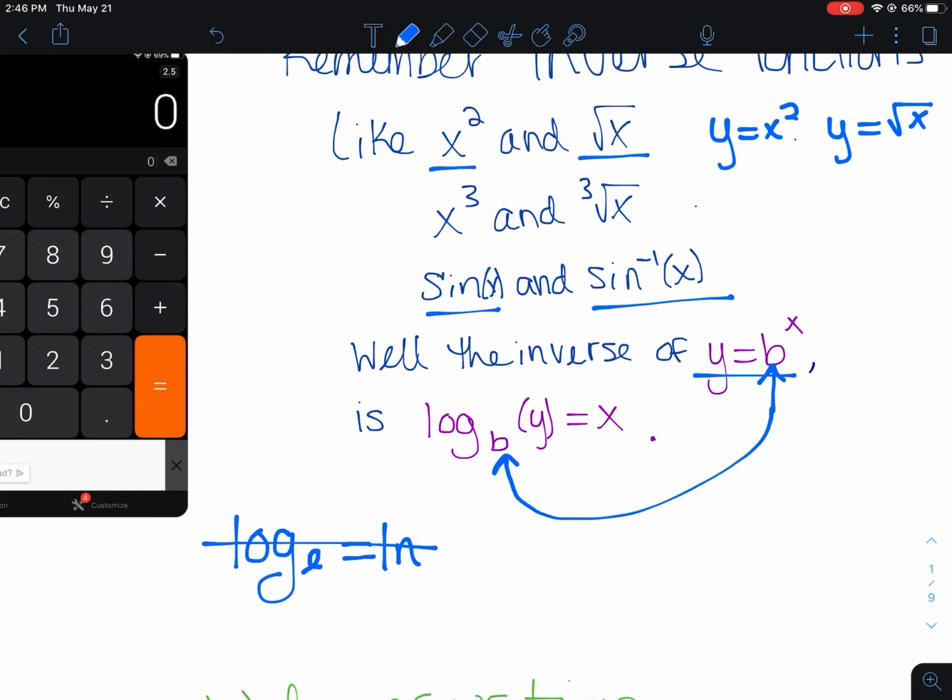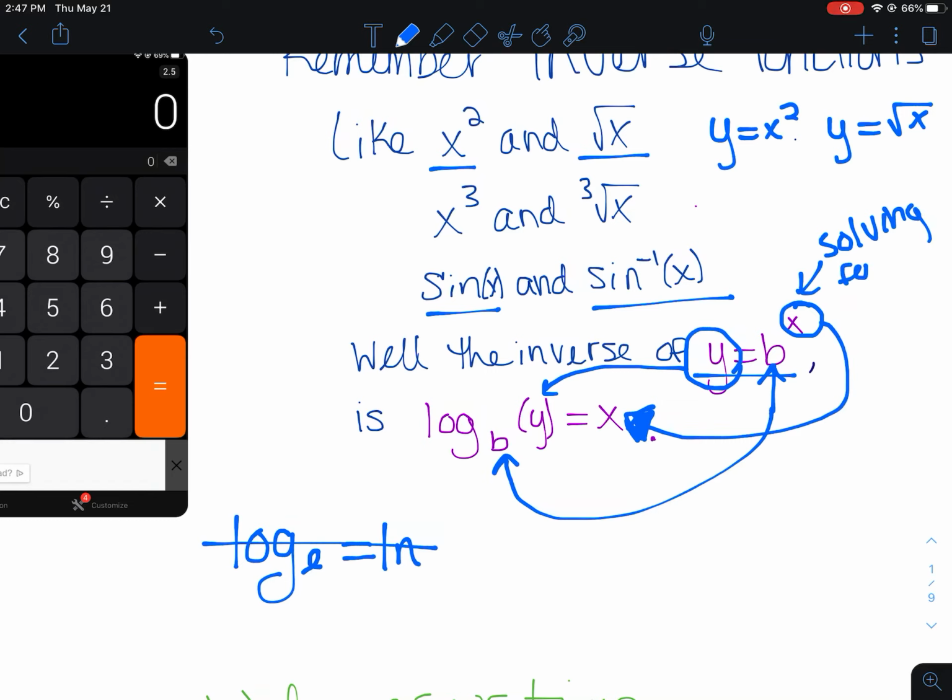So you can see that they're inverses of each other. They're using the same values. The base of the exponential is the base of the log, and then what the answer is here, that becomes the input into your function. That's what we're taking the log of, okay? And the exponent becomes what we're looking for. It becomes the answer, right? So what we're doing is we're solving for this exponent.